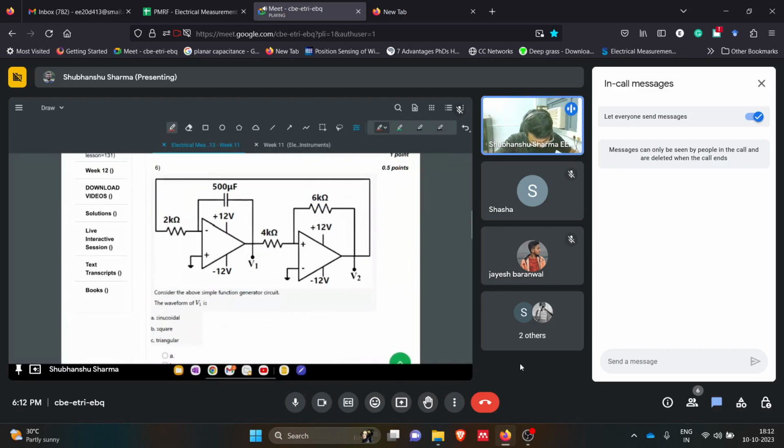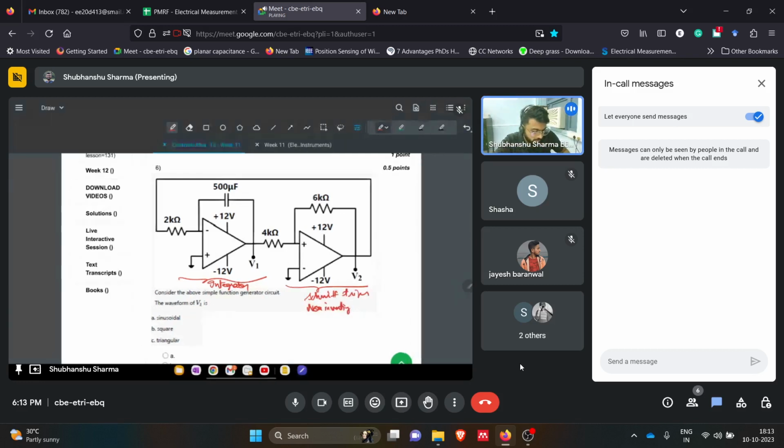Now the next question. This is a function generator that was taught in the first class of this week 11. In this, there is an integrator here. So this is a kind of basic function generator, and then we have this Schmitt trigger, and this is a non-inverting Schmitt trigger. An easy way to tell whether it is non-inverting or inverting: if the supply is at the non-inverting side, then it is a non-inverting Schmitt trigger. Okay, so this is the case.